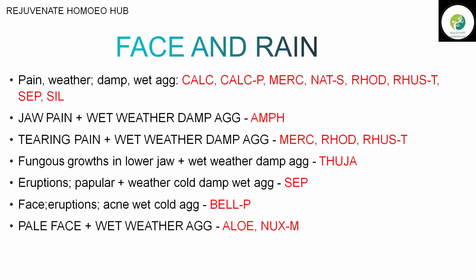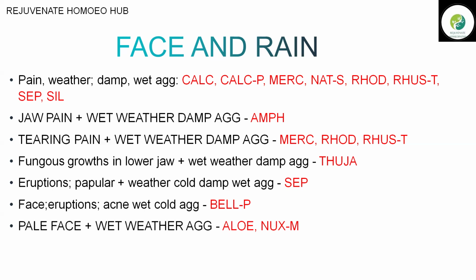Coming to face and rain: pain, weather, damp wet aggravation: calcarea phos, mercurius, natrum sulph, rhododendron, rhus tox, sepia, and silicea. If there is jaw pain with wet damp weather, the remedy is Ambra. I will share that remedy in the PPTs below. Hearing pain with wet weather, damp aggravation: mercurius, rhododendron, and rhus tox. This rubric you see: fungal growths in the lower jaw with wet damp aggravation is thuja. And interestingly, cancer of the lower jaw with wet damp aggravation is also thuja.